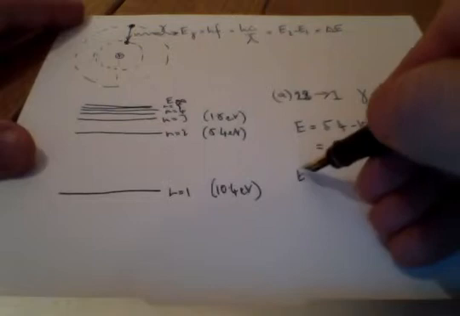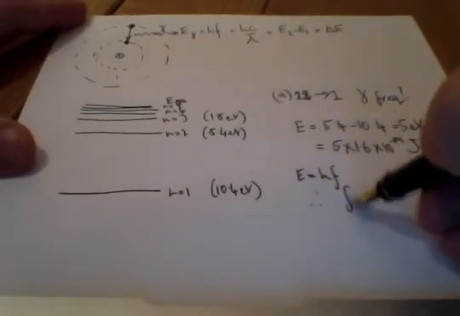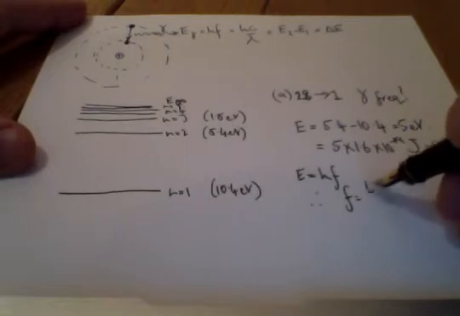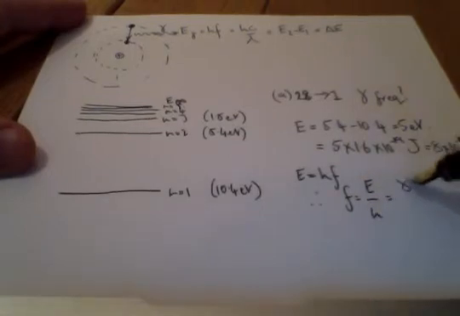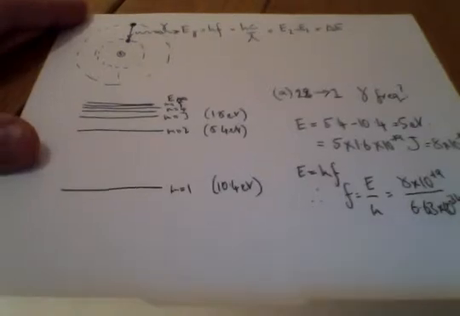We can say that E is hf, therefore giving us a frequency of E over h, which is 8 times 10 to the minus 19 divided by 6.63 times 10 to the minus 34, giving 1.2 times 10 to the 15 hertz. I hope you can see that. Sorry, it's so small. It's 1.2 times 10 to the 15 hertz.